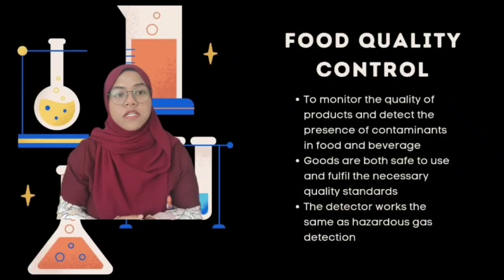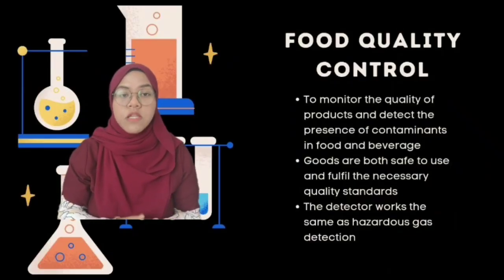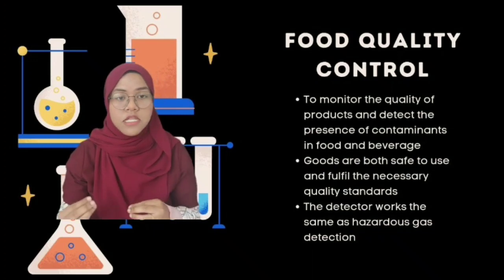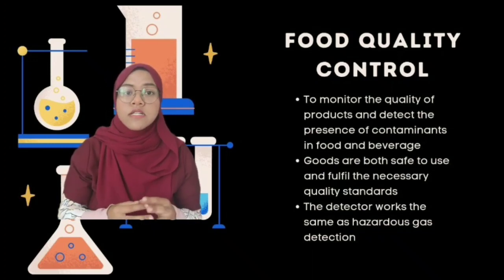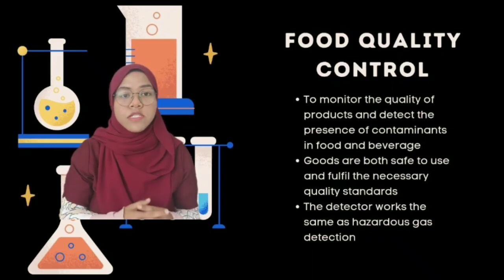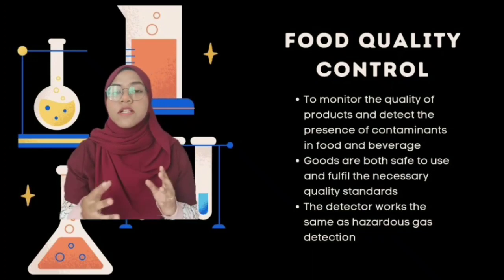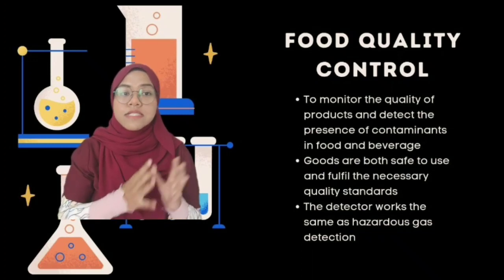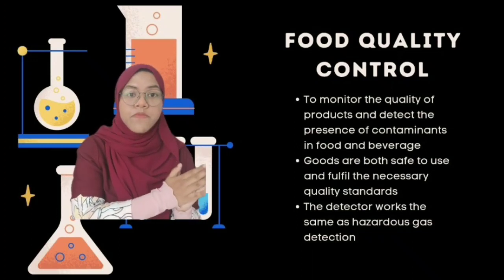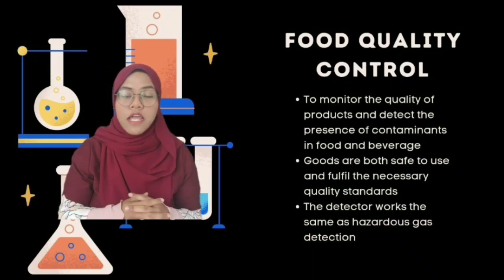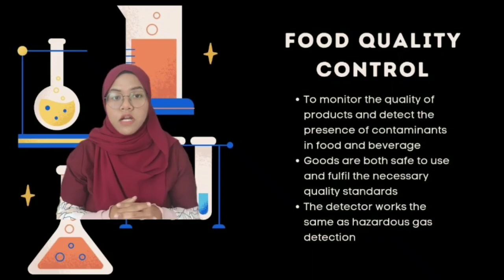The second application is food quality control. This detector can be used to monitor the quality of products and detect the presence of contaminants in food and beverage products, such as bacteria and pesticides. They aid in ensuring that goods are both safe to use and fulfill the necessary quality standards. In this field, the detector works the same as in hazardous gas detection. In the case that the amount of bacteria is more than a standard level, the detector will sound an alarm.